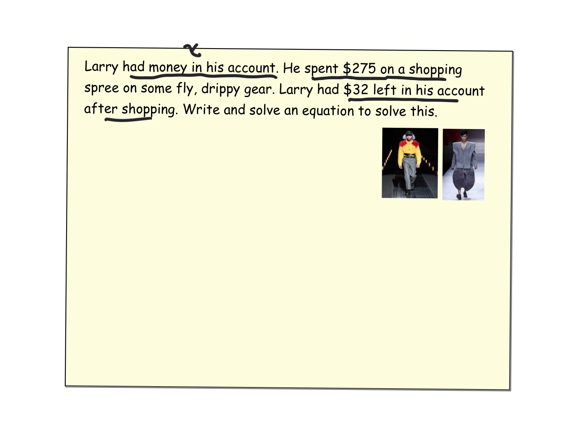I'm just going to use x. We don't know how much he started with. Okay, so he had that much money in his account. He spent $275. If he spent it, it's going to be like subtraction or a negative $275. And in the end, so he had left, that's going to be equal to $32 left.